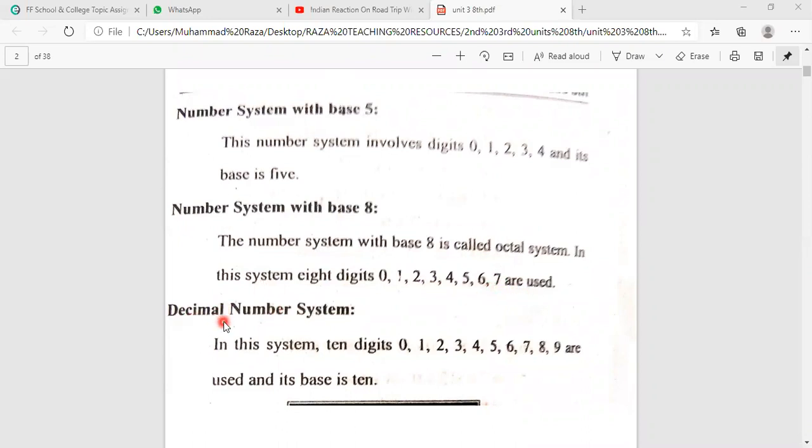Then comes the decimal number system. In this system, 10 digits are involved, and these digits are 0, 1, 2, 3, 4, 5, 6, 7, 8, 9. It is called the decimal system, and its base is 10. So students, today we have learned about the binary number system, the number system with base 5, the number system with base 8, and the decimal number system.